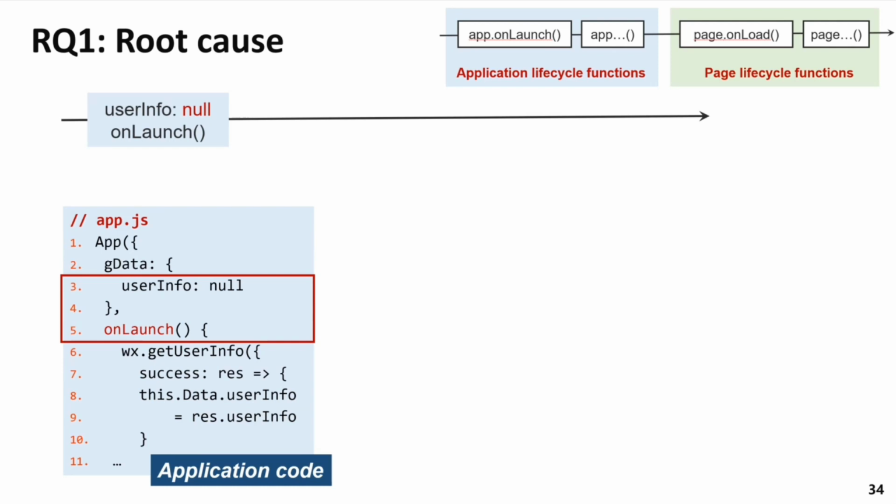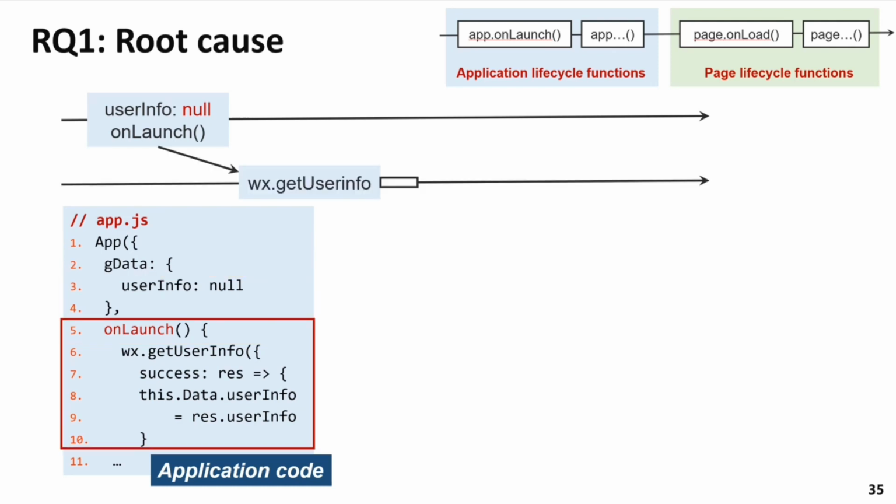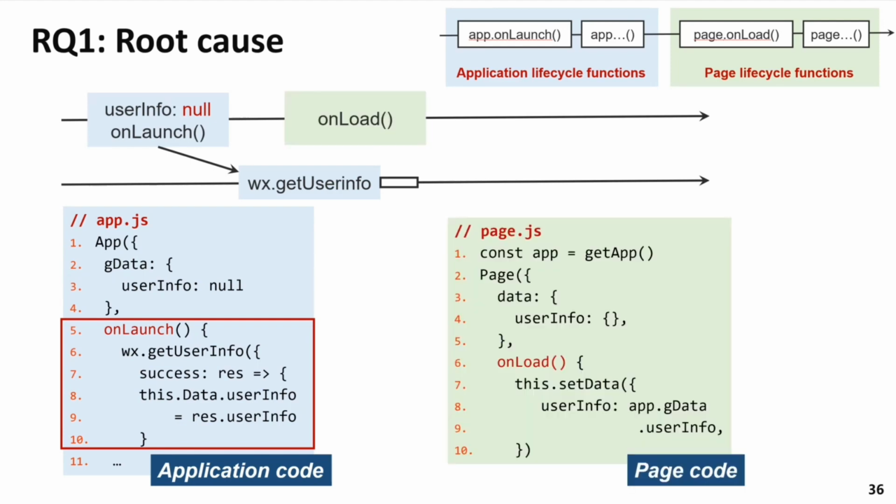When a user opens a mini program, the application code in app.js is executed first. The global data userInfo is set as none by default, and then the function onLaunch is executed. The function onLaunch will send an asynchronous request to get user information, and the request is executed on another thread. After the onLaunch function is called, the page code is executed immediately.